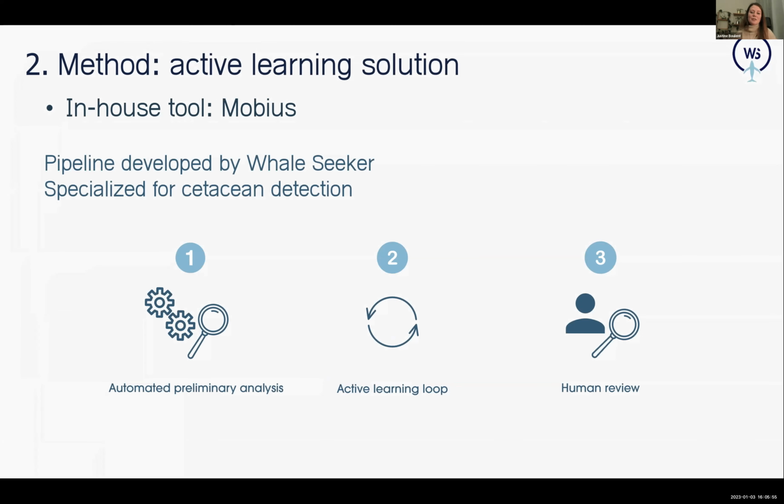So let me now talk about the analysis pipeline we have created at WhaleSeeker. It's our in-house tool called Mobius. The pipeline consists of three main steps. First, an automatic preliminary analysis. Second, the active learning loop. And finally, a manual review of the predictions by an expert.